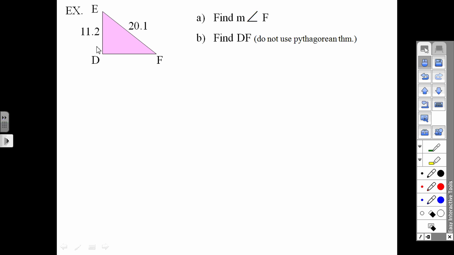This is a right angle. I know I didn't write the little right angle symbol. You can draw that in yourself. But you could figure out this side using trig instead of Pythagorean theorem. But before we do that, we need to figure out what the measure of angle F is.